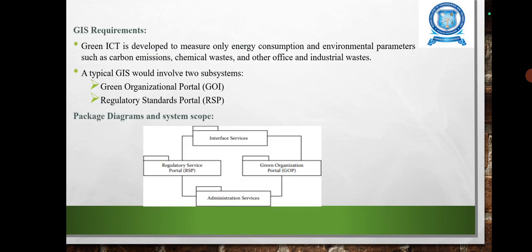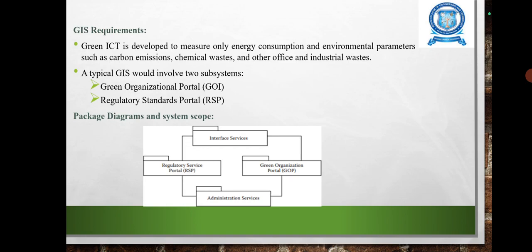Next one is green information system requirement. It is developed to measure energy consumption and environmental parameters such as carbon emissions, chemical wastes and other office and industrial wastages. Here we have two portals. First one is the green organizational portal. The next one is the regulatory standards portal.